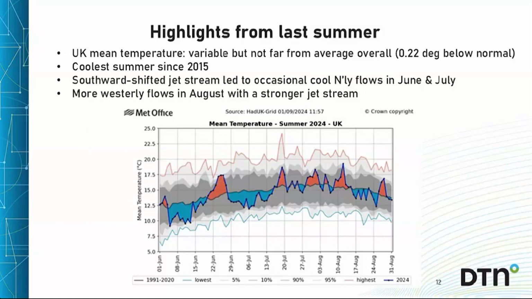And here you can see that variability in graphical form. No lengthy warm periods, but with the position of the jet stream, some cooler outbreaks occurred with flows from a more northerly direction. Then the stronger jet stream in August brought more westerly flows with shorter, cooler interludes.